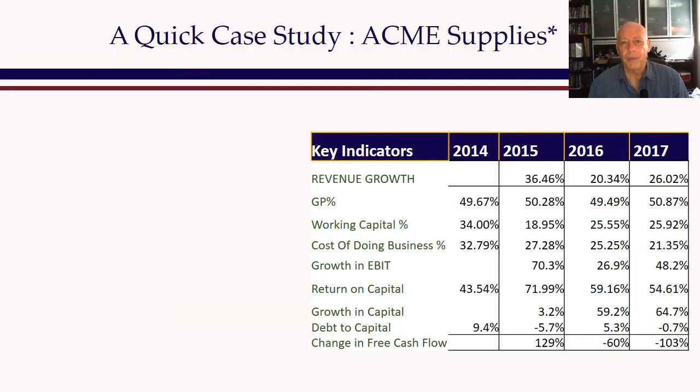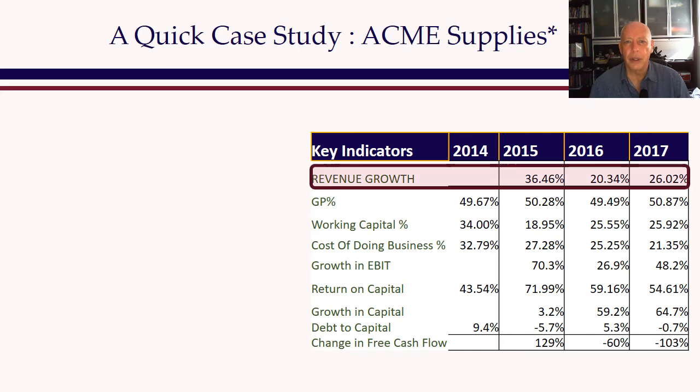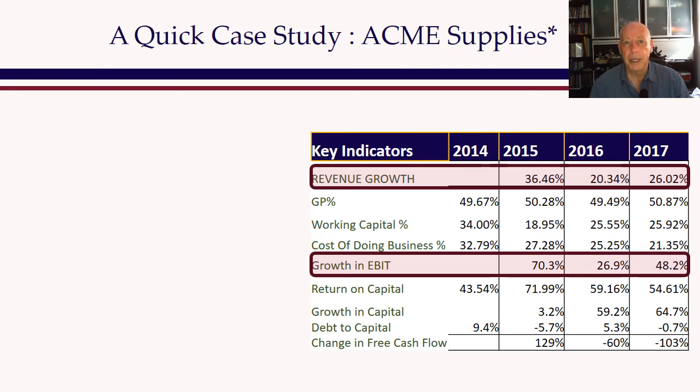So let's look at a quick case study. Acme Suppliers, I've changed the name to protect the guilty. However, when you look at this, looking at their revenue growth, they've actually doubled their sales in a 3-year period. So their top line has doubled. That's amazing. That's fantastic. And it's really good news. When we look at their profitability, that's grown even faster. So they've actually been growing profits faster than they've been growing their revenue.